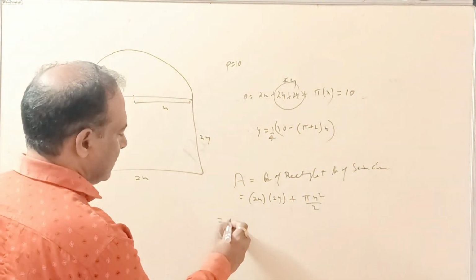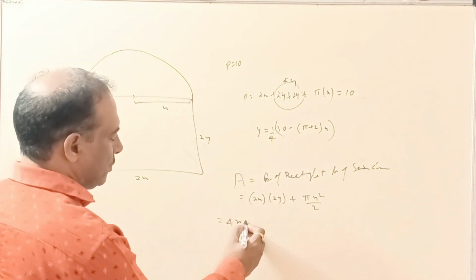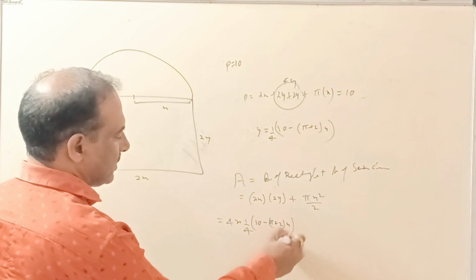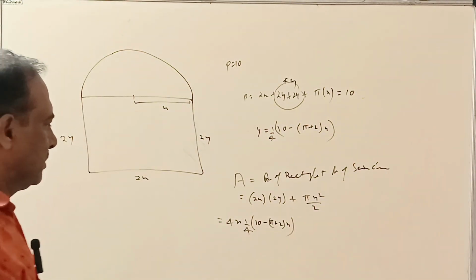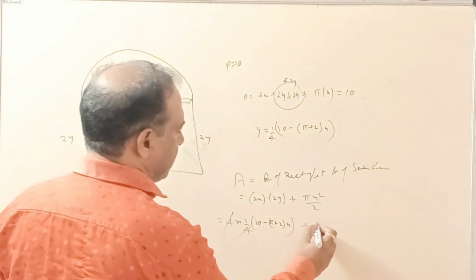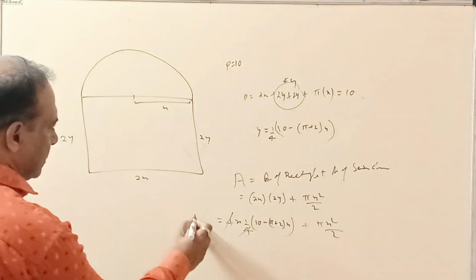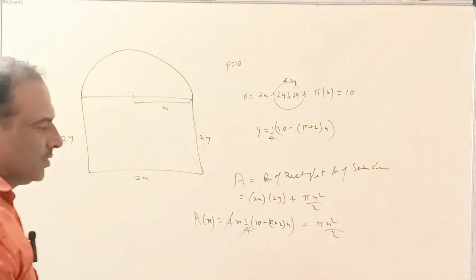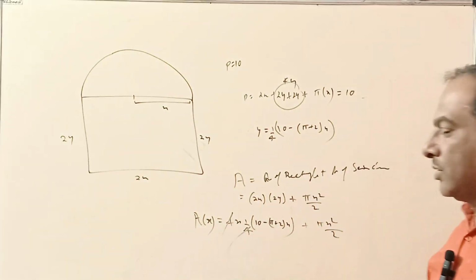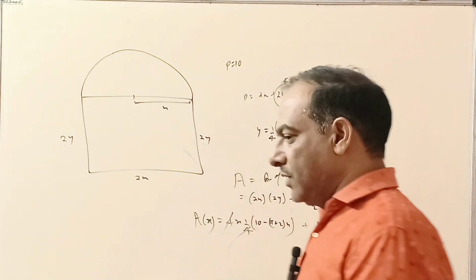Now this is 4xy, and in place of y we can put the whole of this. Now it will give you 1 over 4 times (10 minus (pi plus 2) x). This is the value of y. Now the 4 and 4 will get cancelled out, and here you are having plus pi x square over 2. This is the required area A. We have to find out the value of A in the form of x, because we have to maximize the area. Therefore, we need the area. Now, what do we have to do here?